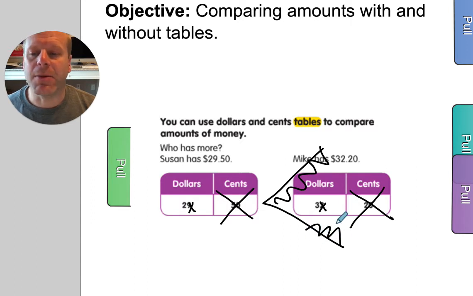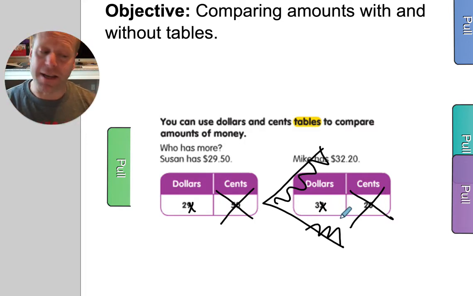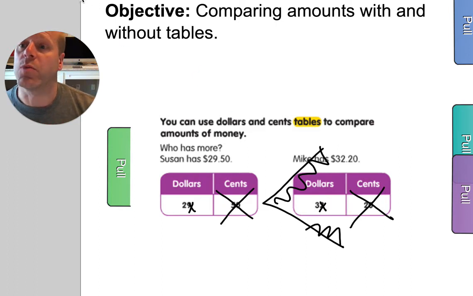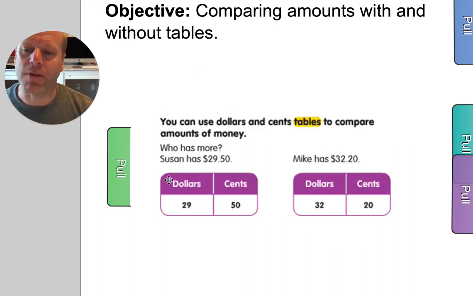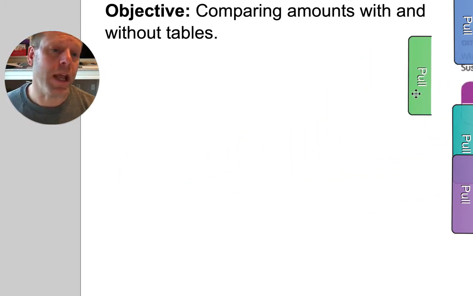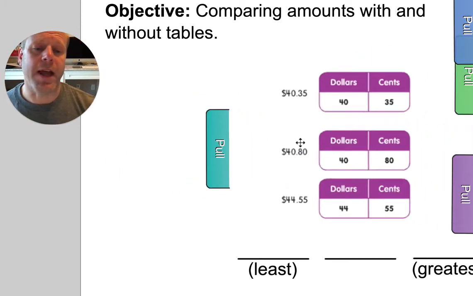So the nice thing about the table is, number one, you don't have to count the money. But number two, you don't even have to look at all of it. You can skip over the little stuff unless you have a tie, right? If they're exactly the same, then you have to move to the next place, the next spot to decide what's what. So that's an example of using a dollar and cent table. Pretty handy if they're going to give that to me.